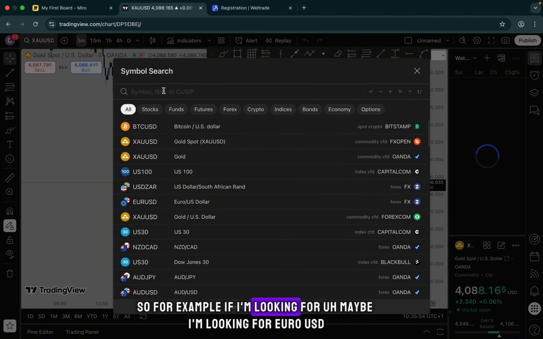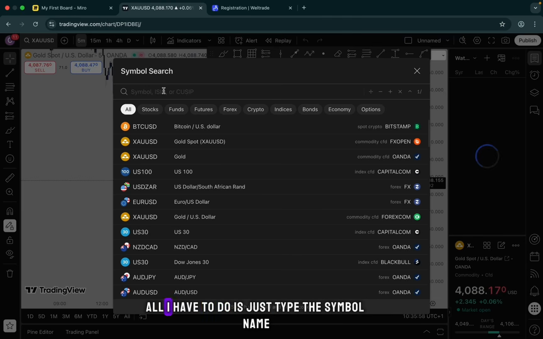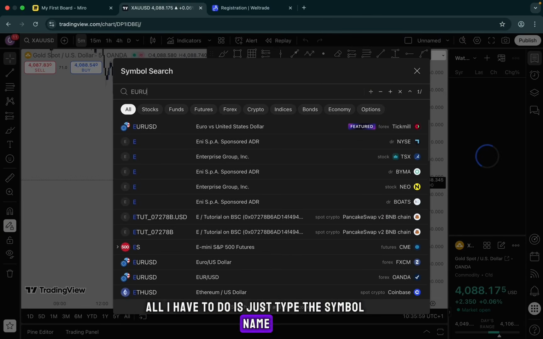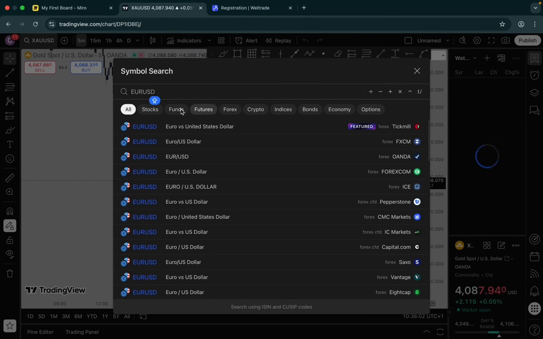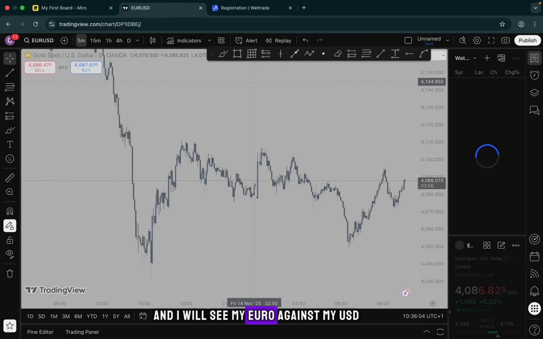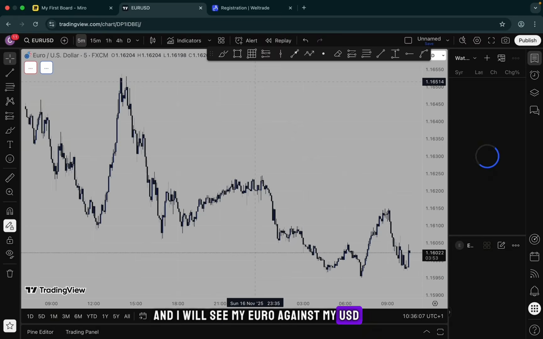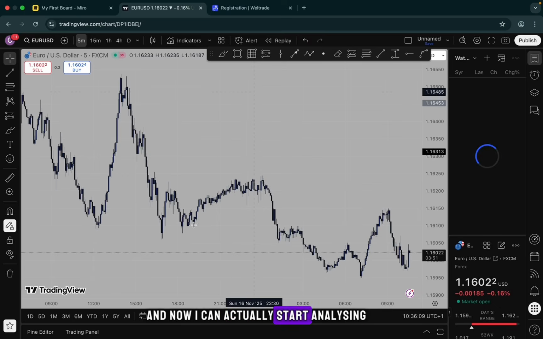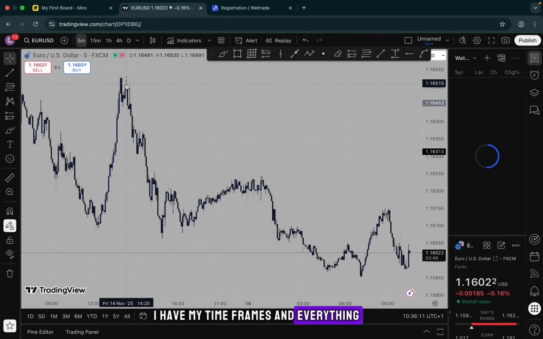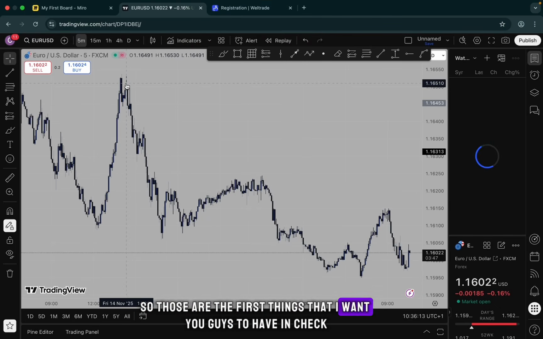So for example, if I'm looking for Euro USD, all I have to do is type the symbol name, and I will see my Euro against my USD. And now I can actually start analyzing. I have my time frames and everything. So those are the first things that I want you guys to have in check.